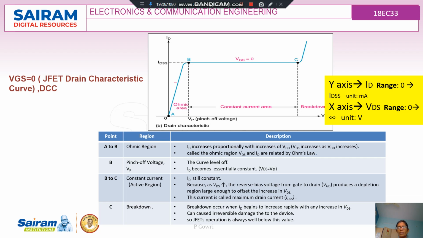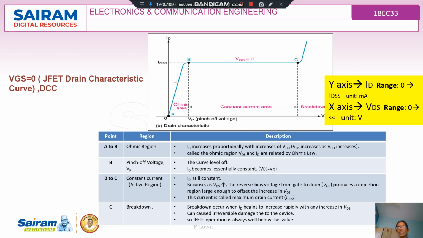B is the pinch off point, from where the ID remains constant. So from B to C, it is called the constant current region or the saturation region, because as VDS increases, the reverse biased gate to drain voltage VGD produces a depletion region large enough to offset the increase in VDS. The current is called the maximum drain current.